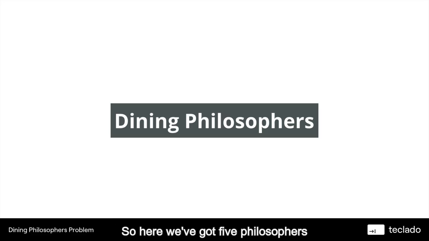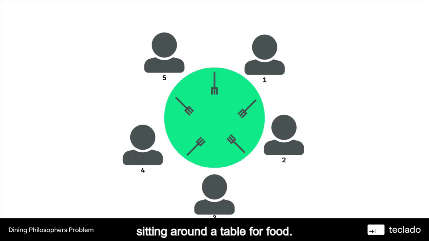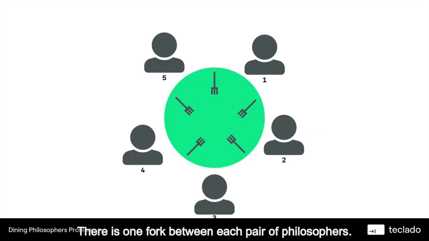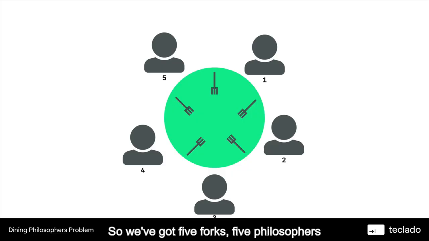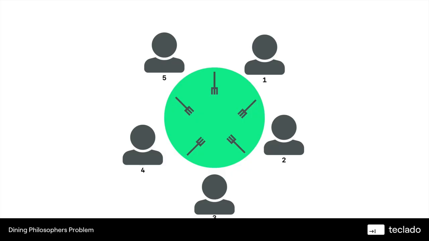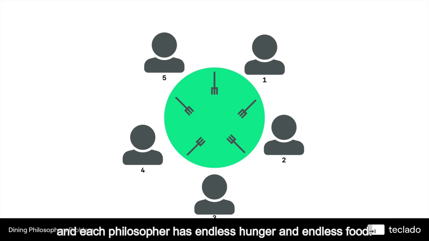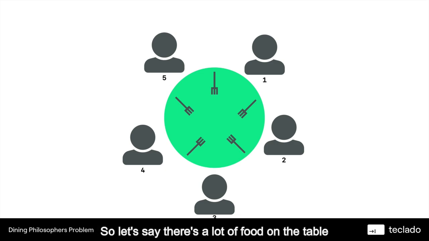So here we've got 5 philosophers sitting around a table for food. There is 1 fork between each pair of philosophers. So we've got 5 forks, 5 philosophers. And each philosopher has endless hunger and endless food. So let's say there is a lot of food on the table and they are extremely hungry.